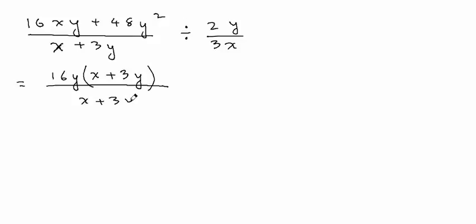So you can pretty much guess that in the next step we are going to cross off this and this. There's a division sign here. We want to change it to multiplication and flip over the numerator and the denominator. So that's 3x over 2y.